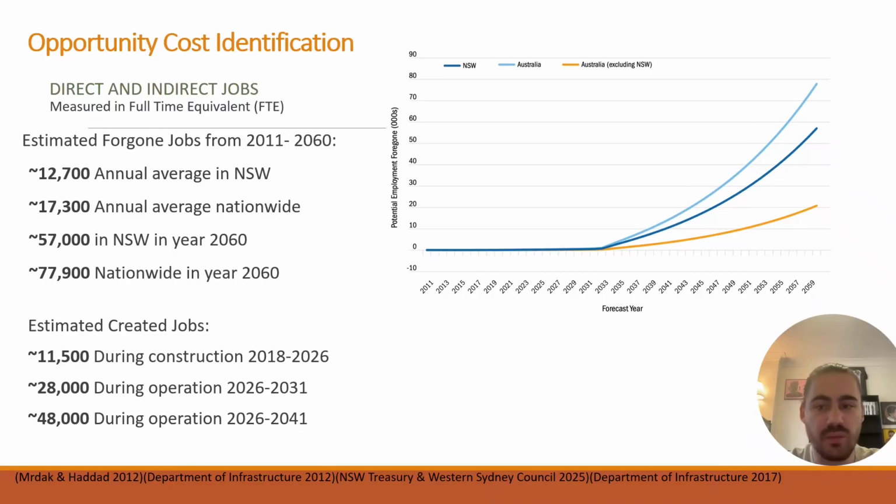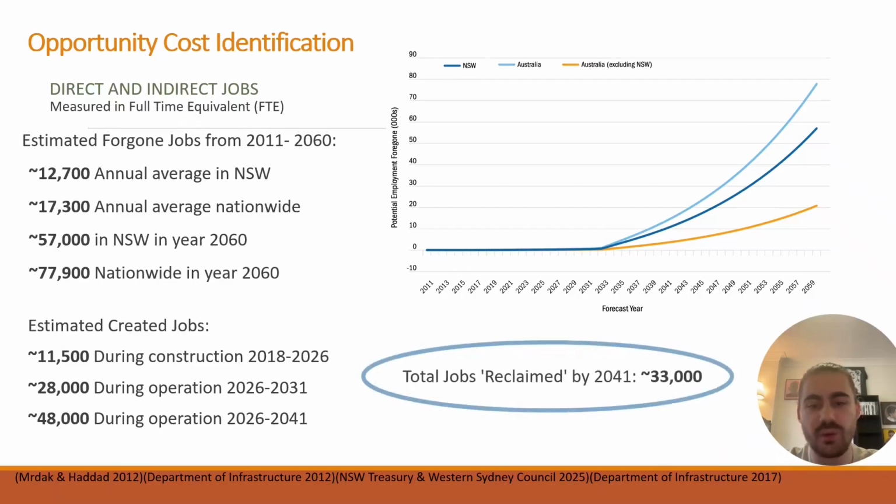As shown in the graph from the report, the foregone employment rate increase is tied directly to the estimated start of operation. In contrast, the estimated created jobs during construction and 2 stages of operation between 2031 and 2041, when compared to the expected foregone jobs, shows that approximately 33,000 more jobs are set to be created than estimated to be foregone.